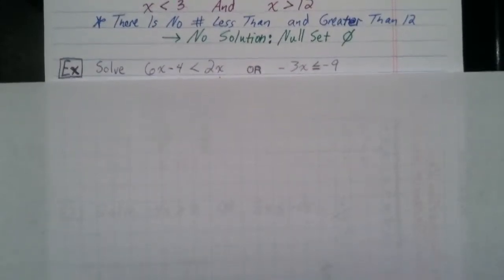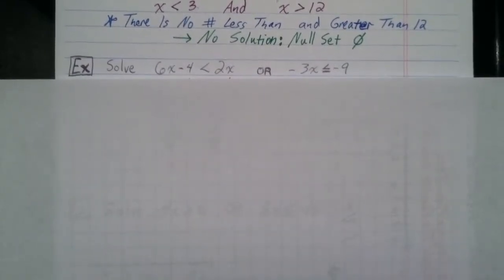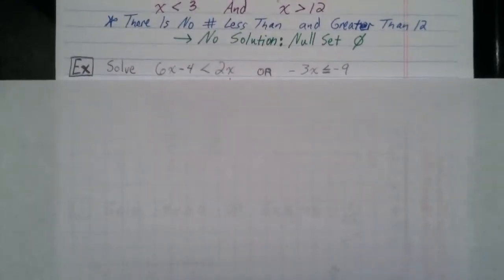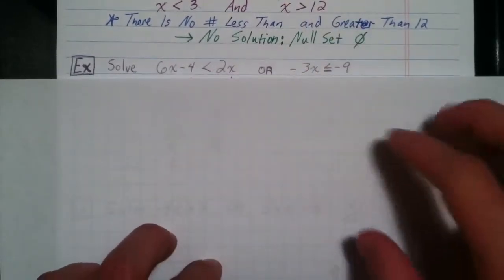So our next example, we have an OR situation. 6x minus 4 is less than 2x, or negative 3x is less than or equal to negative 9. So start doing the same thing and solving the inequality for one variable. We can start with this left one.